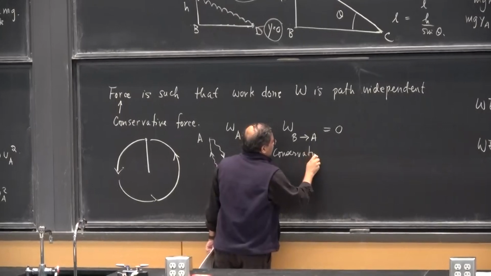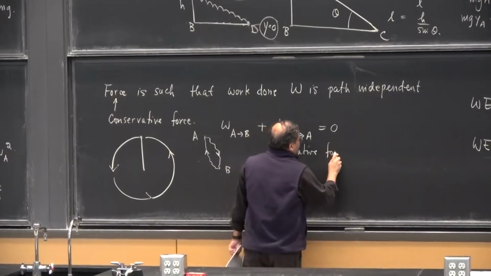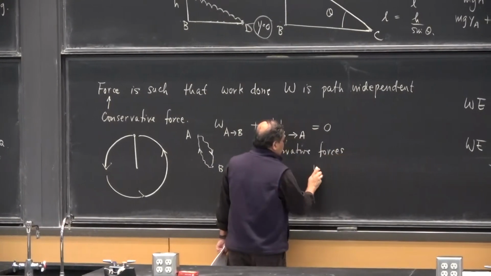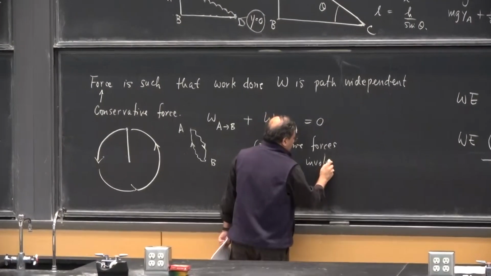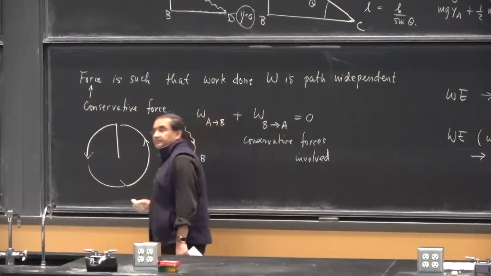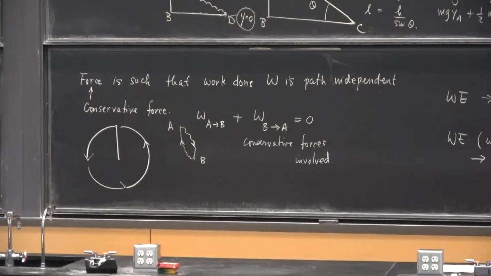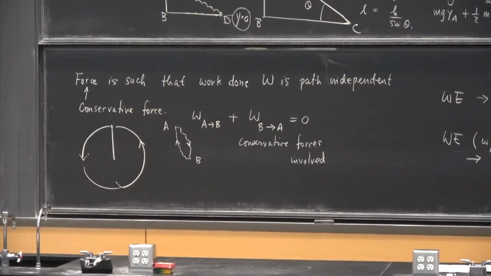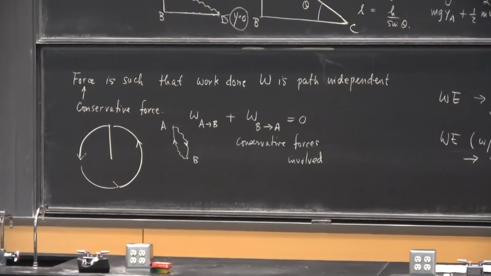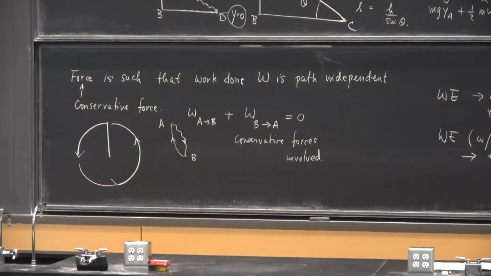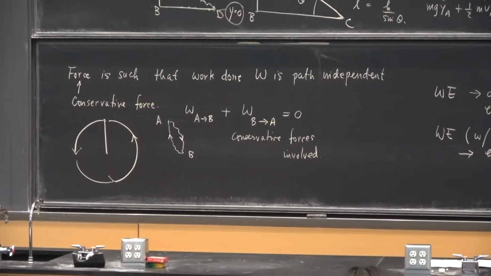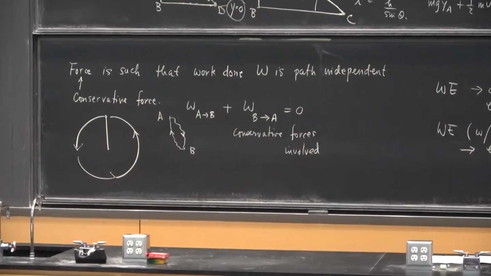So round trips will give me 0 displacement just by definition, as long as there are conservative forces involved. Very, very interesting, non-intuitive result. Just because I'm putting it up on the board, don't think that this is very easy and expected. It's not.